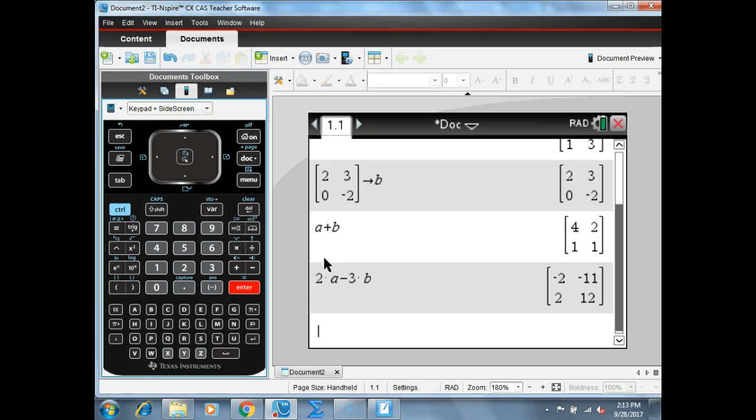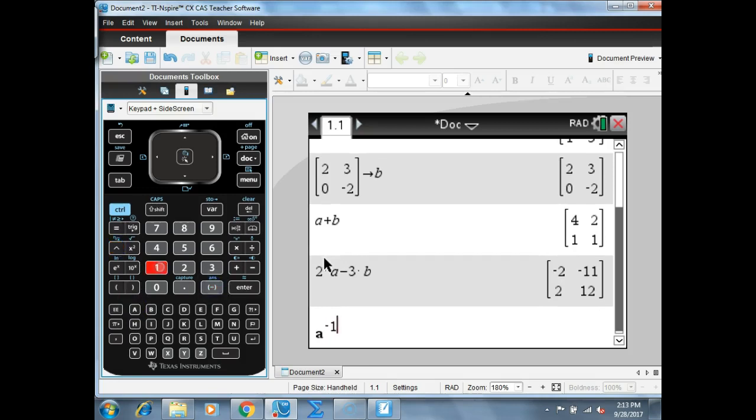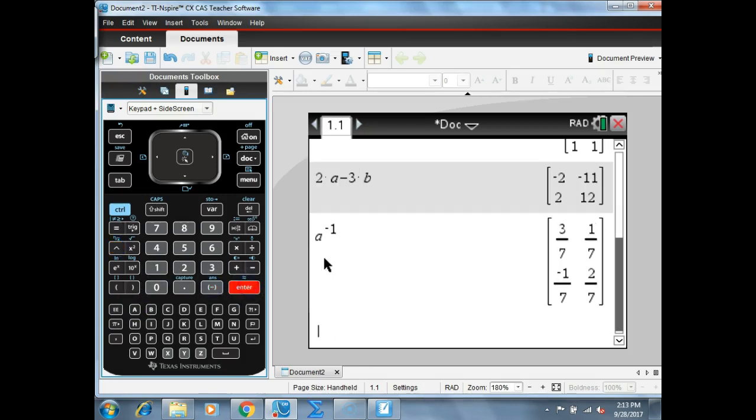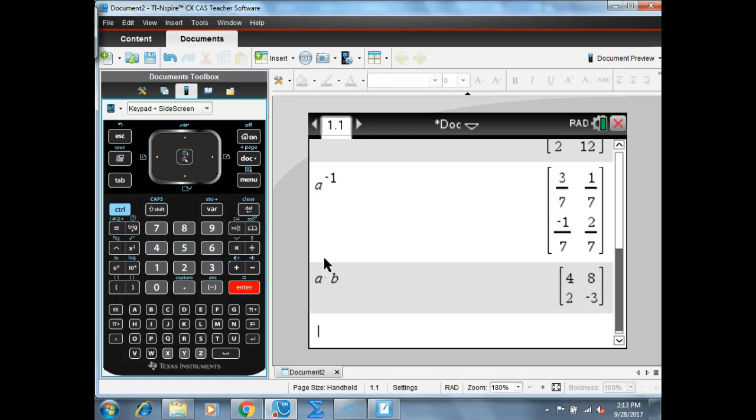Okay? It will also calculate the inverses. So I can go matrix A to the -1 power, and there is the inverse of matrix A. Okay? Which I could use then if I needed to solve a system of equations. Okay? So I can do multiple things. I can even do matrix A times matrix B, and it will multiply the matrices right for me.